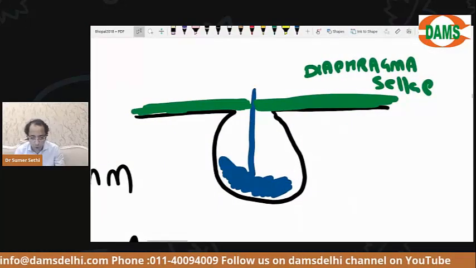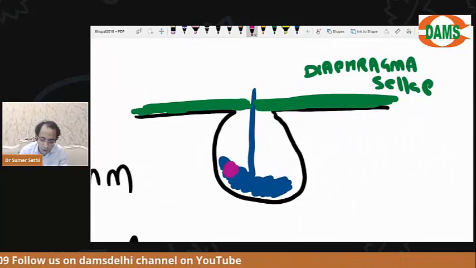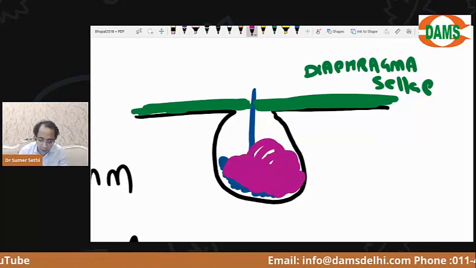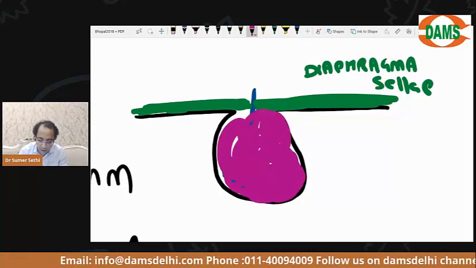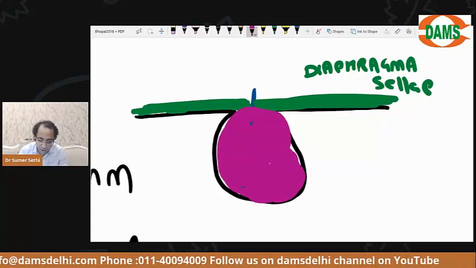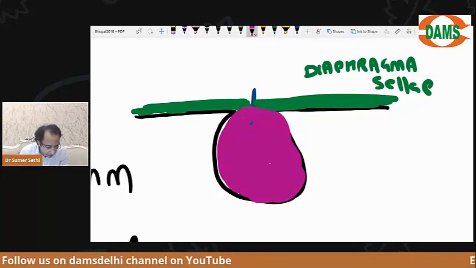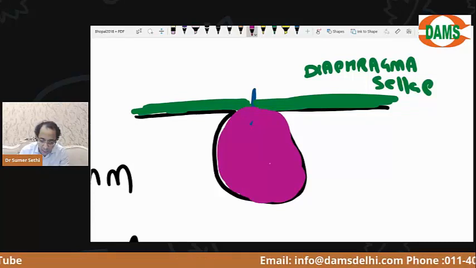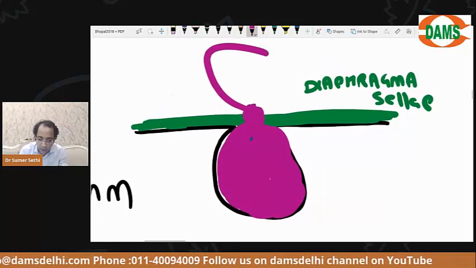Okay. Now suppose you have a pituitary tumor. The tumor will start growing. It will fill up the entire sella. Then what will happen? It wants to grow further. If the tumor will grow further, it will take the anatomical route. It will come out through the gap in diaphragma sellae, go to the suprasellar area, and grow like this.